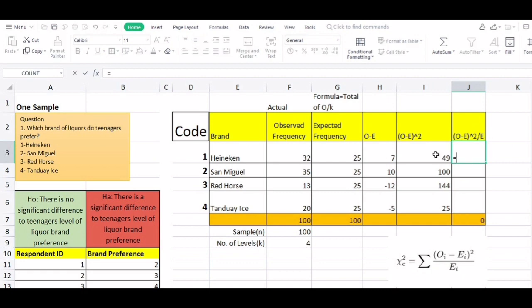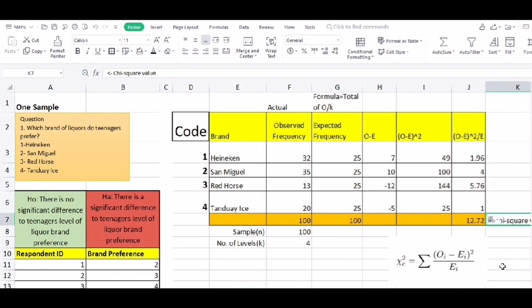So equals I3 and then divided by the expected frequency, which is the G3, and that's it. So equals 1.96, and drag it down. So our total chi-square is 12.72.